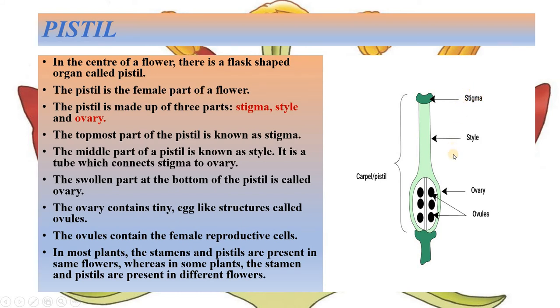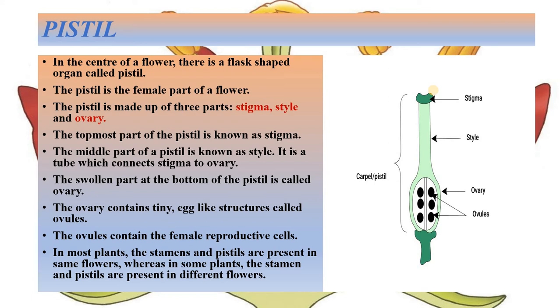This one is the stigma. Next one is the style. And the last one is the ovary. Now, the top part of the pistil is called stigma, as I said. This stigma is very sticky, so that pollen grain can stick to it.